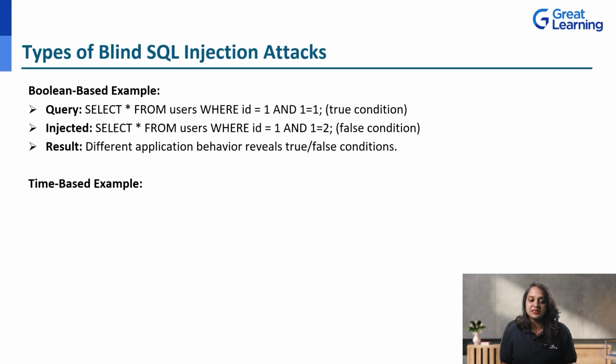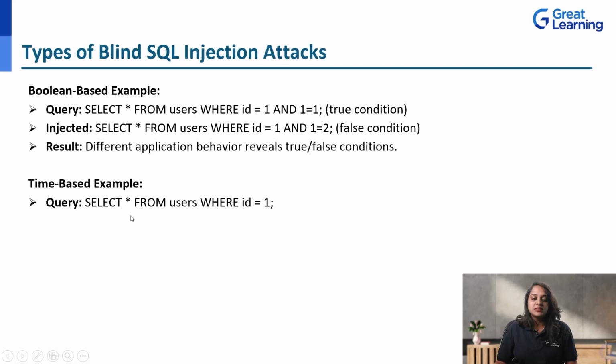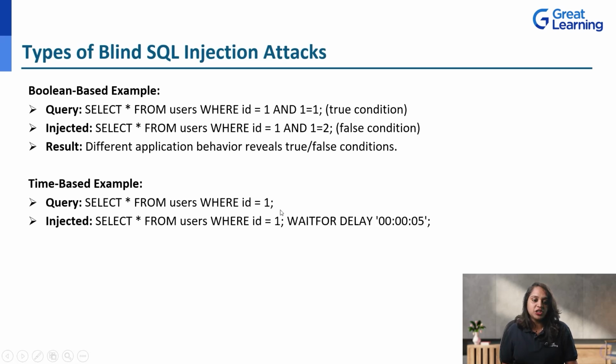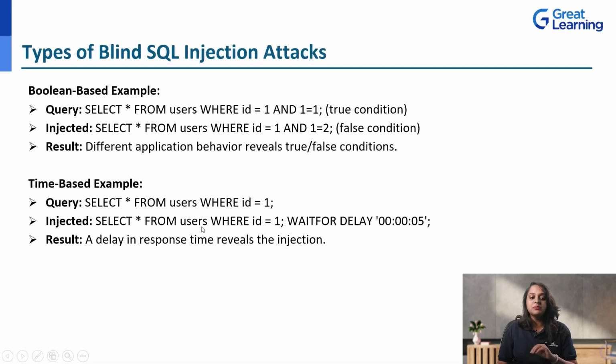Now we will see a time based example. So this is the query. Select star from users where ID is equal to 1. But I can inject the query as select star from users where ID is equal to 1, wait for delay of some seconds, that is 5 seconds. So this is the malicious code that I am actually adding here. So the result is a delay in response. Time reveals the injection. So this is the time-based SQL injection method.